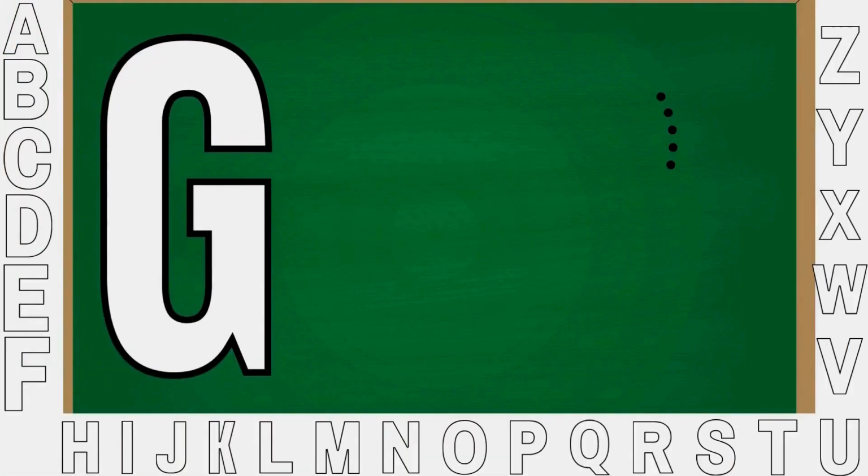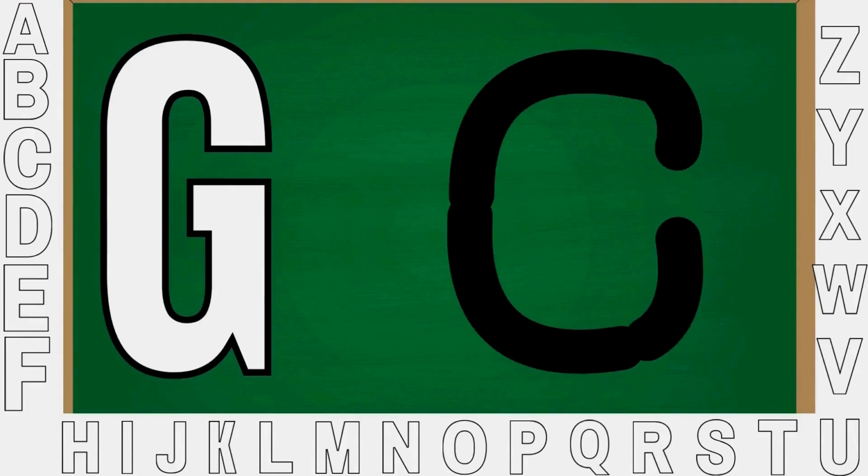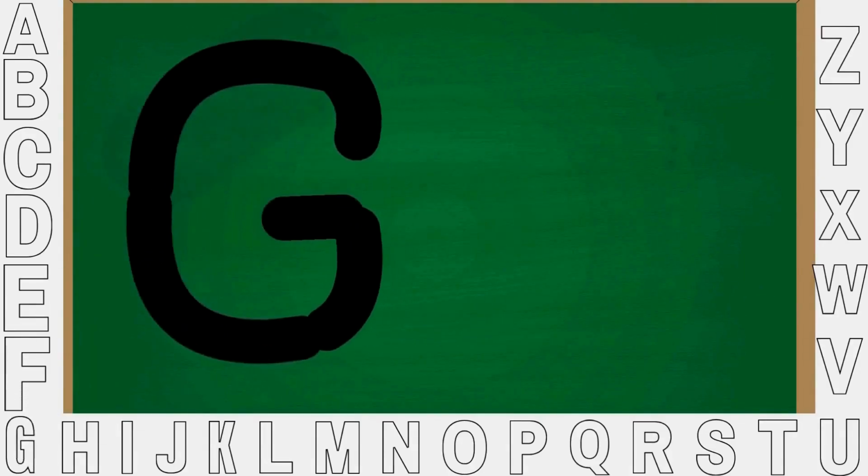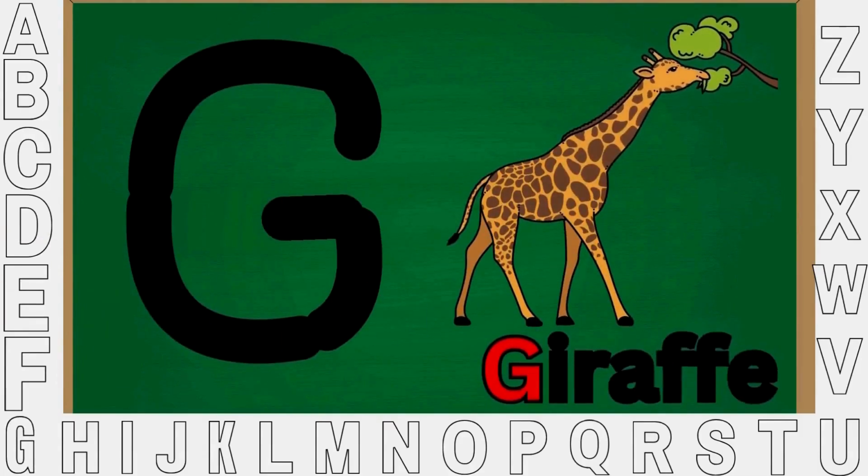G. Draw a large curved line, like a C. Add a small horizontal line at the end of the bottom curve, pointing to the center. G. G is for giraffe.